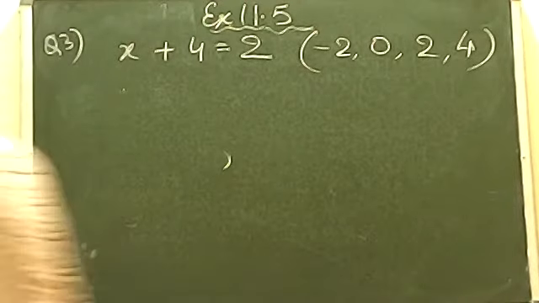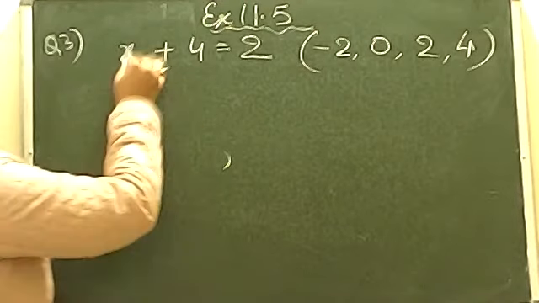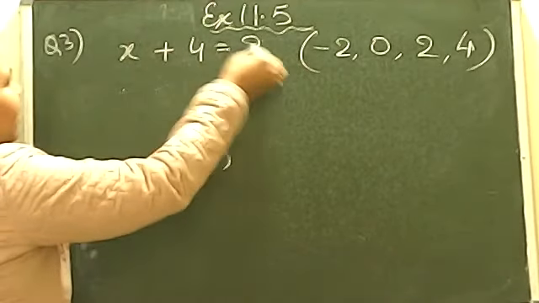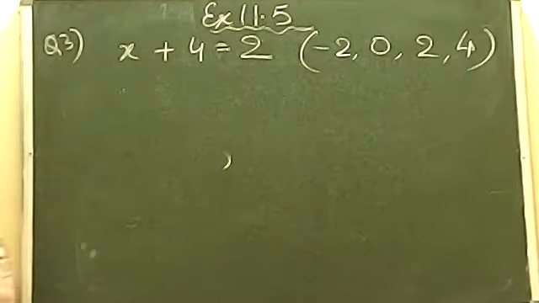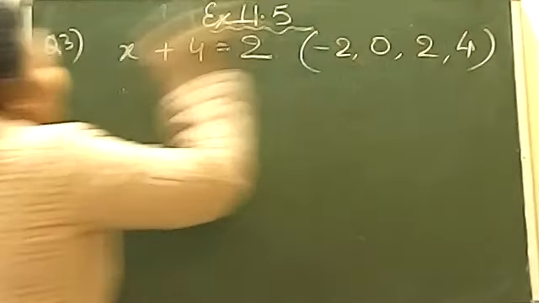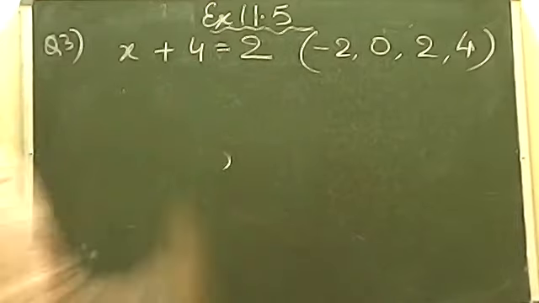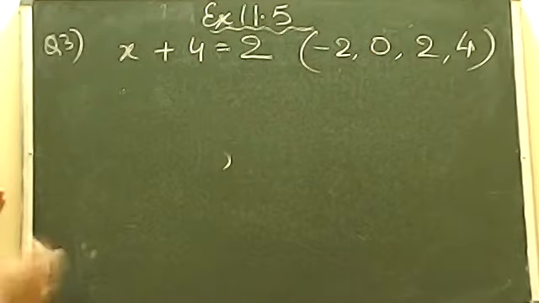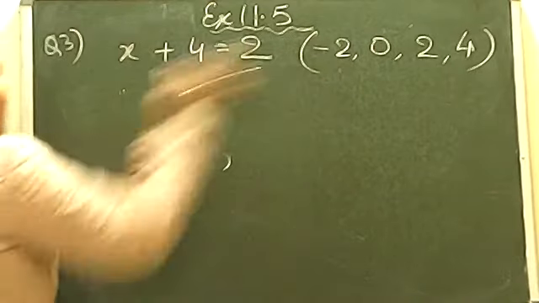Yes, students, the next question which I gave you is x plus 4 equals 2. Which number out of the 4 options, if you add 4 to it, gives the answer 2? So let us try all the options one by one. The first one is -2.